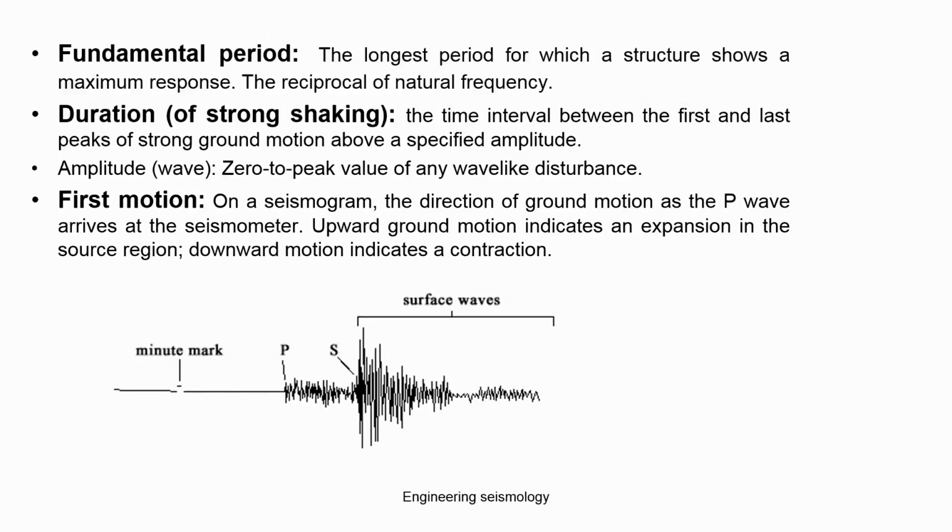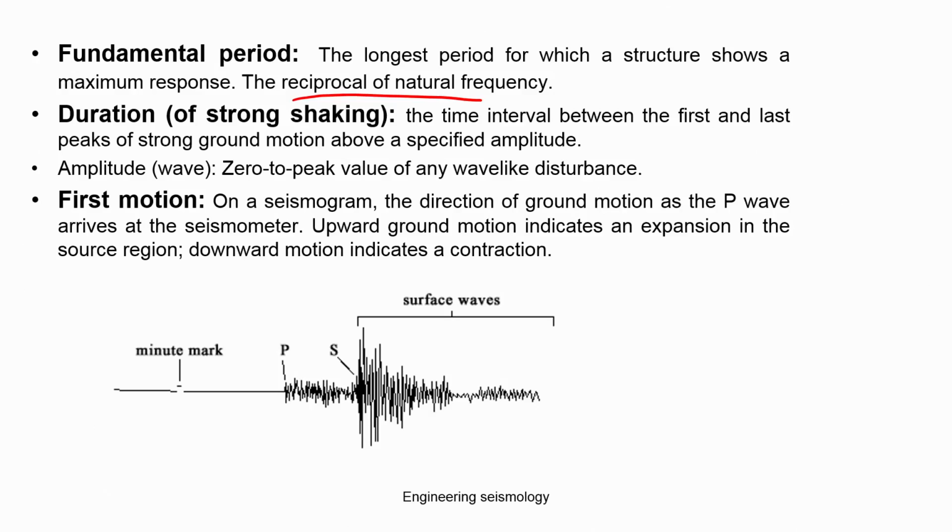The fundamental period is the longest period for which the structure shows a maximum response, the reciprocal of the natural frequency. Duration is the time interval between the first and last peak of the shaking ground motion. Amplitude is the zero-to-peak value of the wave, a wave-like disturbance.